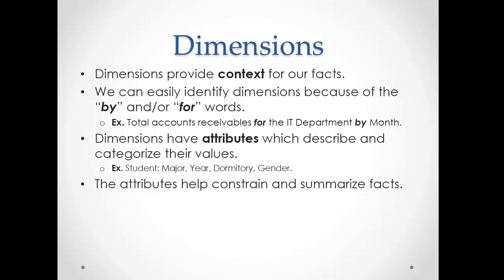Dimensions have attributes which describe and categorize their values, right? So it's important that the dimension is filled with different attributes that have meaning. And these attributes that are in these dimensions help us to solve the problem. So for example, if it's a student, we might want to find out the average GPA by major, or the average GPA by year, or maybe the average GPA by gender or dormitory. Those would all be attributes of a student dimension so that we can further categorize the facts that we've identified.